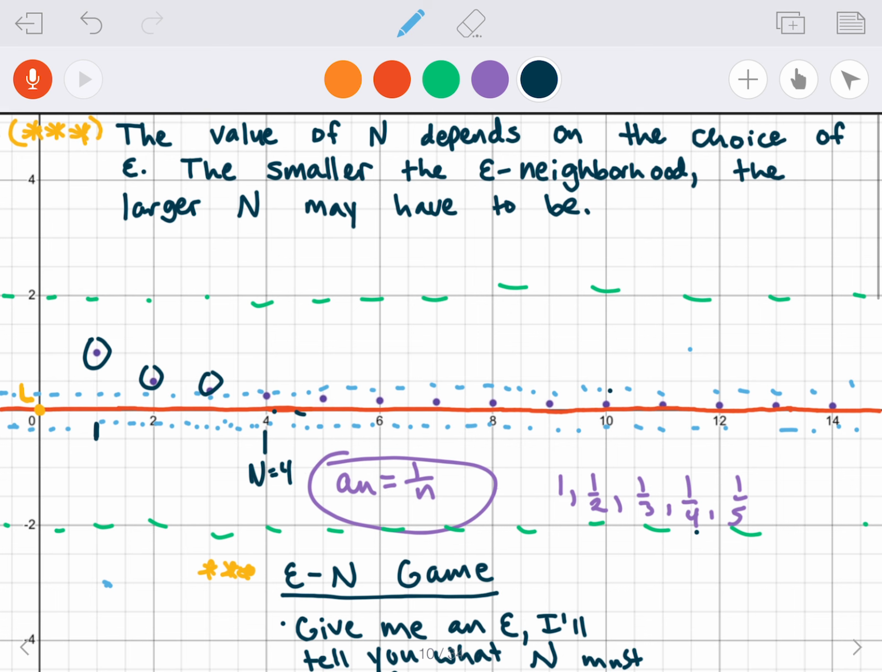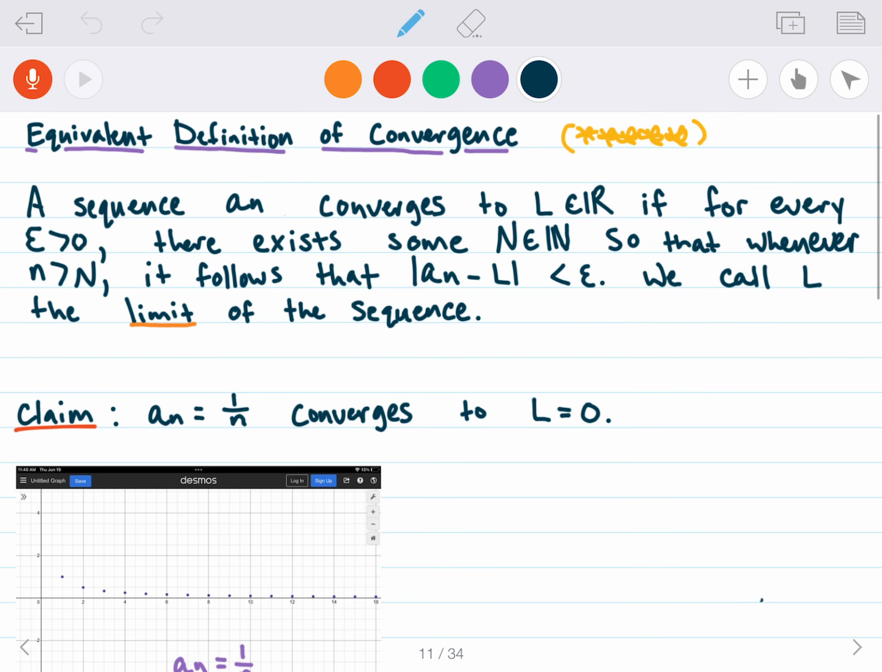Okay. Now, let's start doing some math. Okay, so here's the equivalent definition of convergence. And I think that your book gives this one first, but to me, I really like the neighborhood one because it's more intuitive for me. And hopefully it's the case for you too. But this is the equivalent definition, and this is actually the one we're going to use in practice, okay?